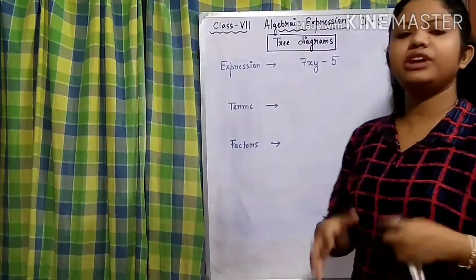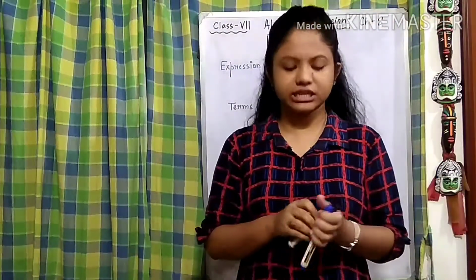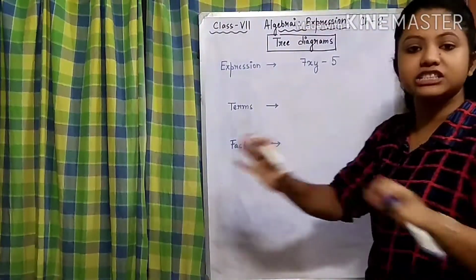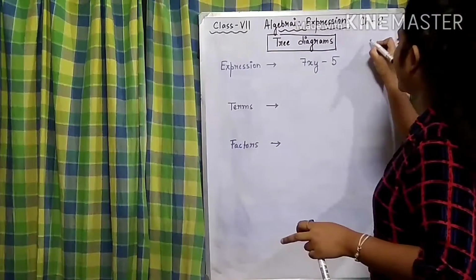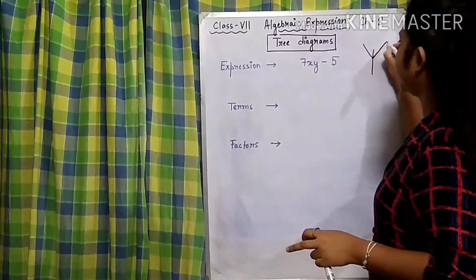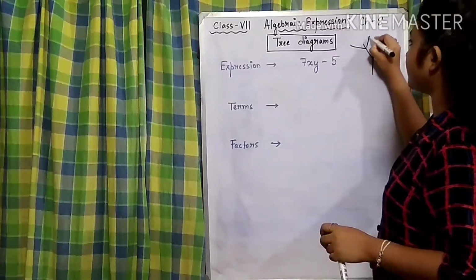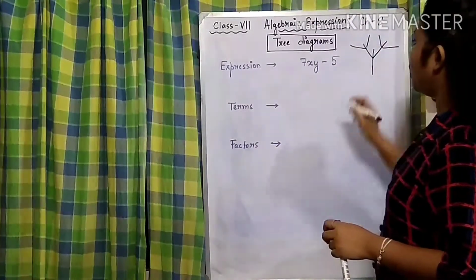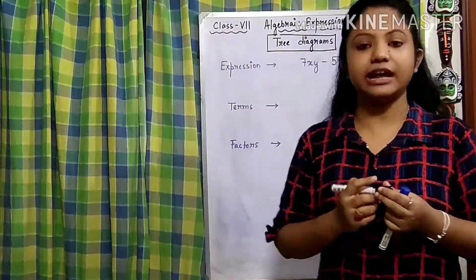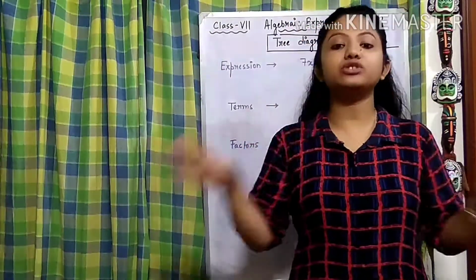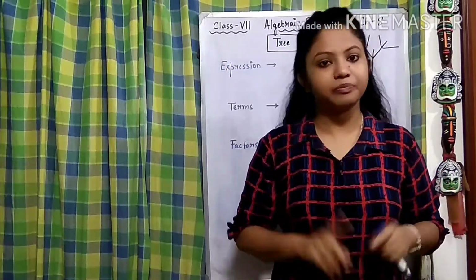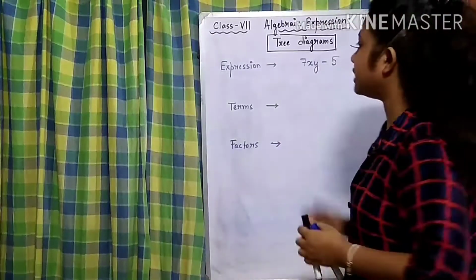Now, when we are talking about a tree, how do we understand what a tree looks like? It gradually keeps on spreading its branches, right? So if we are looking at a tree, it keeps on spreading its branches like this. This thing is also going to spread its branches just like a tree. That's why it is called a tree diagram.